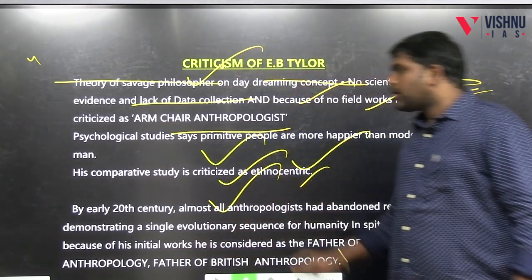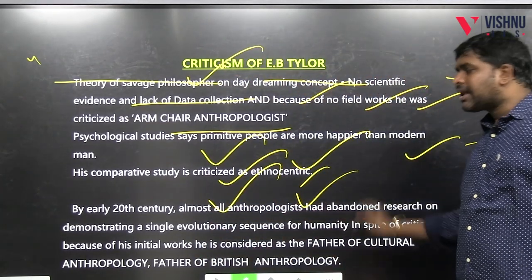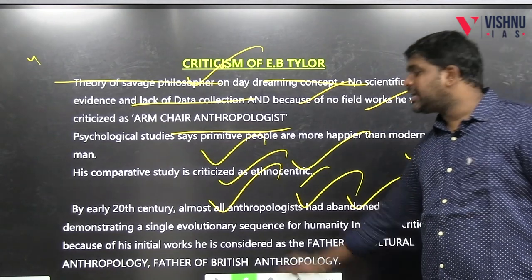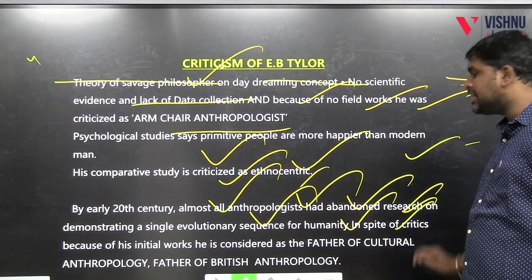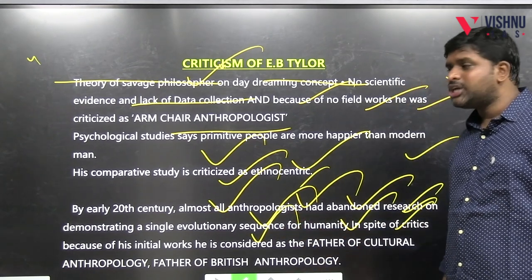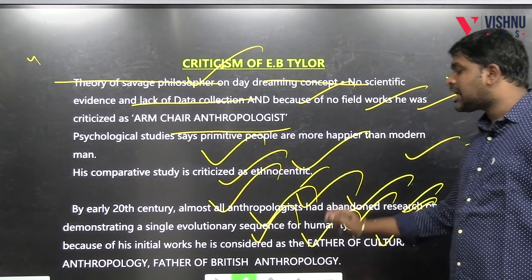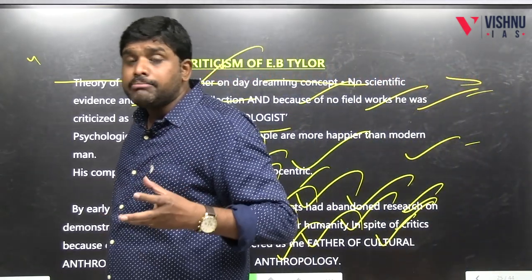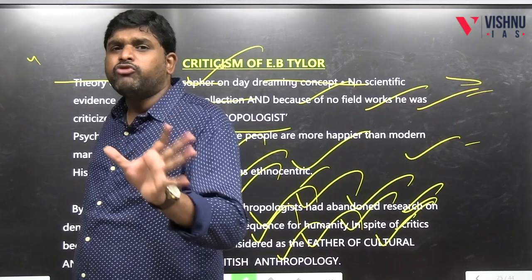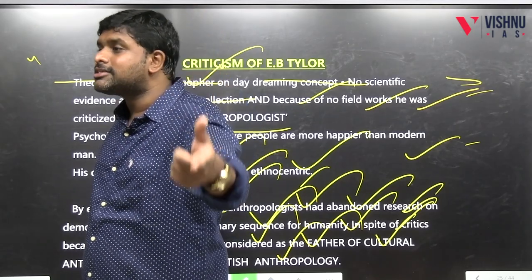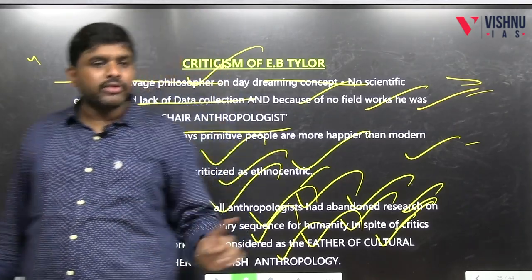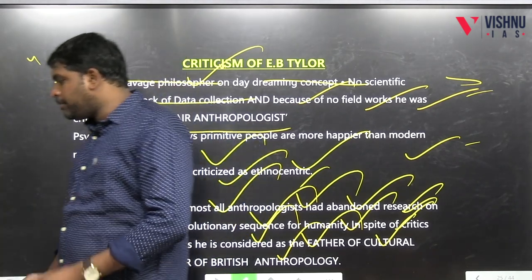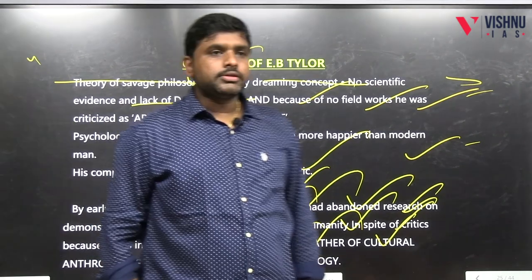Finally, however, by early 20th century, almost all anthropologists had abundant research demonstrating a single evolutionary sequence for humanity, in spite of critics. Because of his initial works, he is considered as father of cultural anthropology, father of British anthropology. Everyone criticized him. But however, because of his initial works, he provided food and fodder for further research. Hence, he is called as father of cultural anthropology, father of British anthropology. This is the contributions of E.B. Taylor.